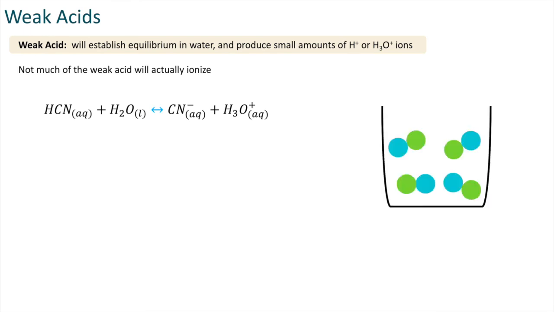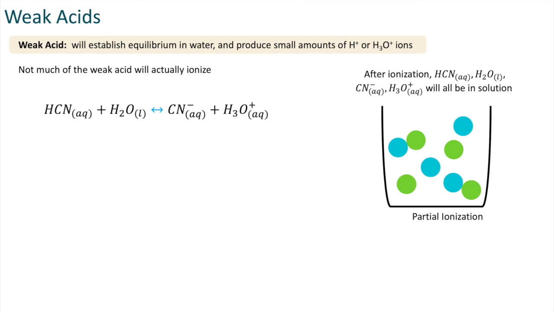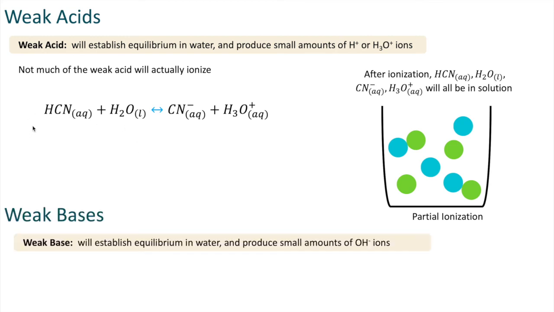If we took a look at this in solution, we will see that it would partially ionize, and that some would break up, and we would have all species present within solution. Weak bases, similarly, will also establish equilibrium in water and produce small amounts of hydroxide ions. Not much of the weak base will actually dissociate.